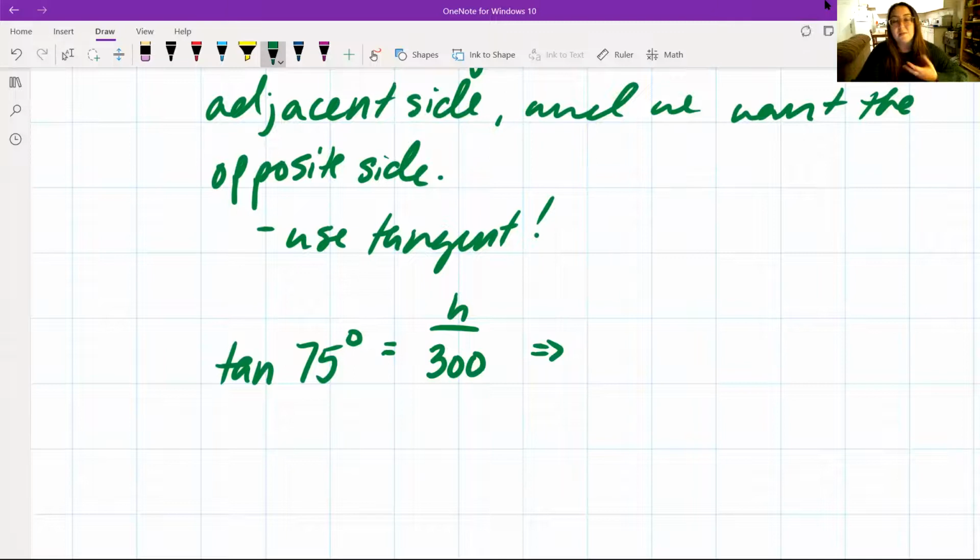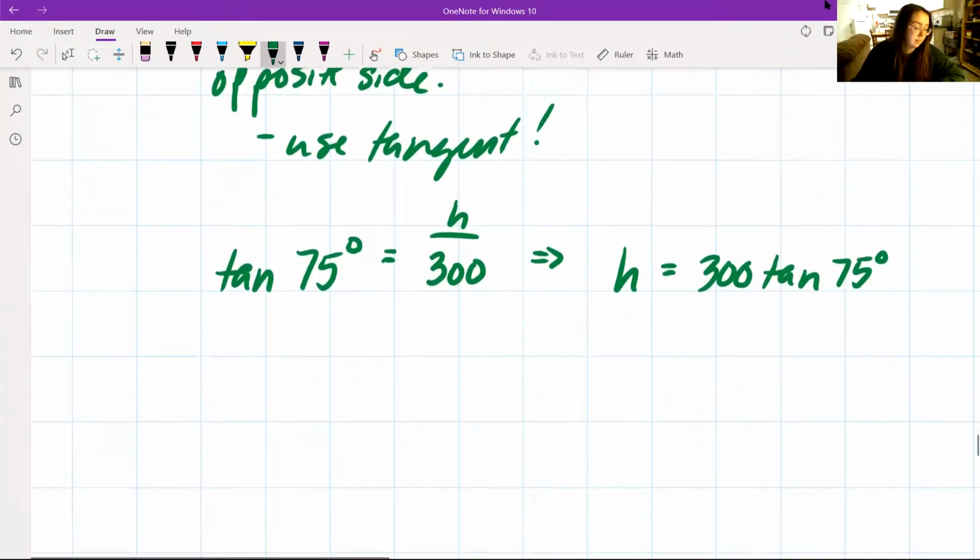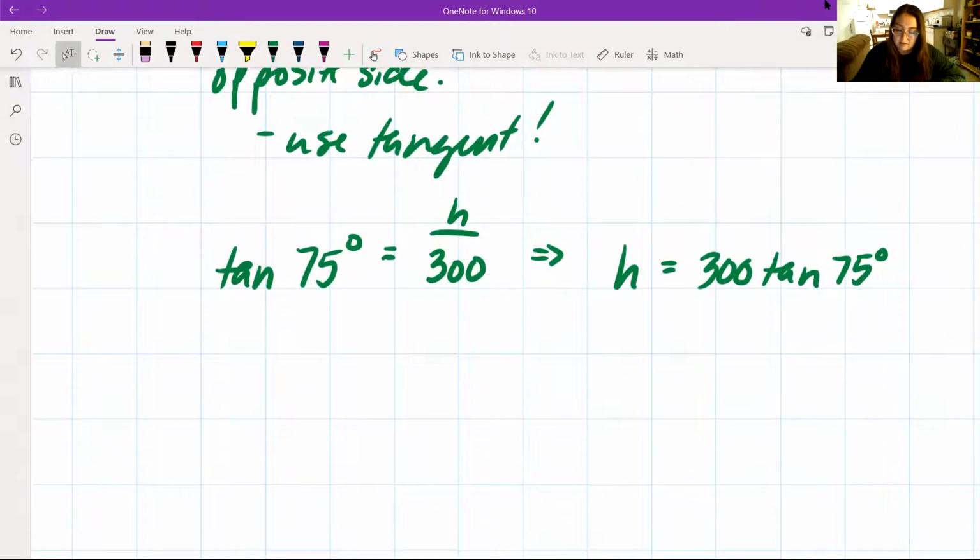Then if we want to solve this equation for h, this would give us that h is equal to 300 times tangent of 75 degrees. Once again, we want to use a calculator because we don't know what tangent of 75 degrees is exactly, so we use that calculator to find the value. And we end up getting that h is going to be about 1,120 feet.